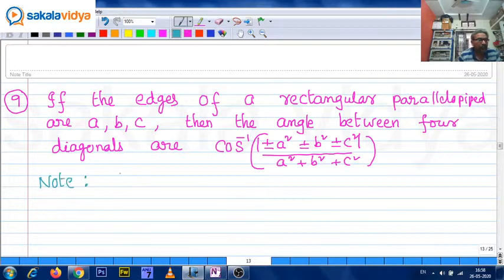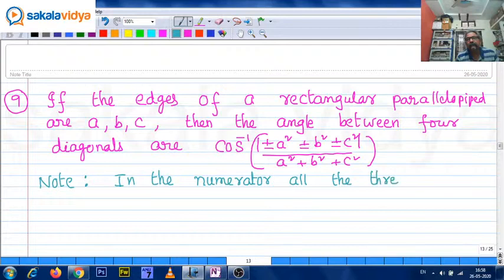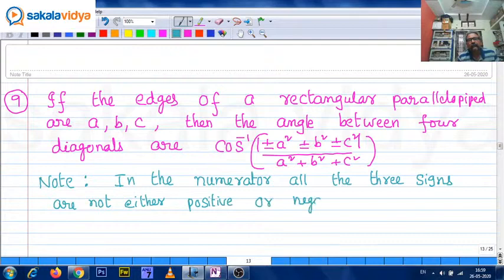Important note: in the numerator, all the three signs, means symbols, are either positive or negative. This we need to remember.